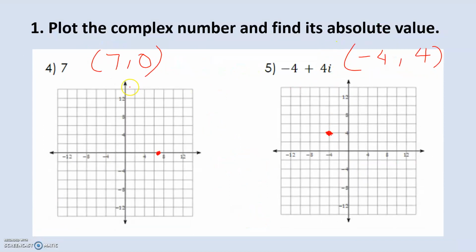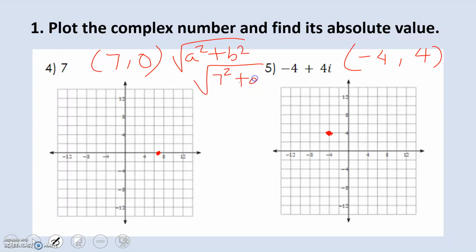Alright, 2 more. Again, we're going to use the formula a squared plus b squared. A in this case is 7, b is 0. So that is going to give us root 49, which is just 7. So again, if you go to the right 7, you should come across the point 7 on the graph.